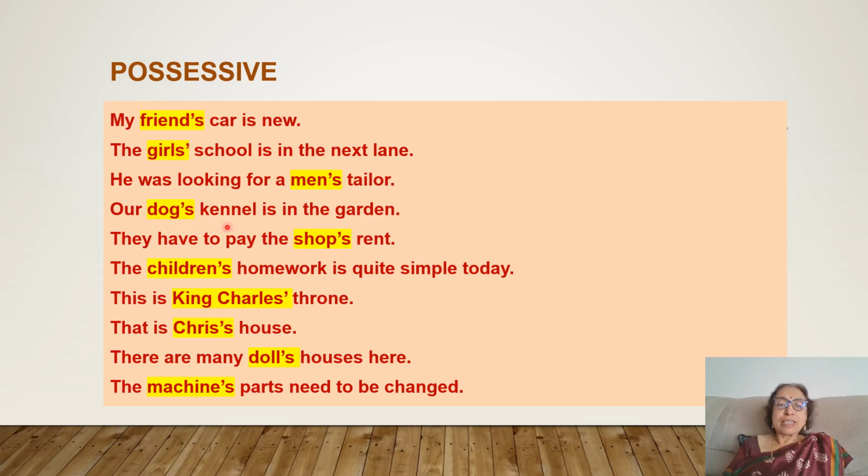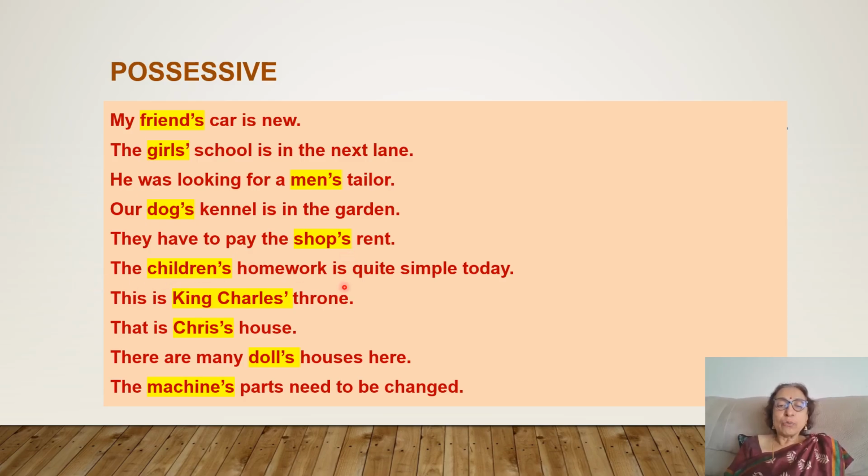Our dog's kennel is in the garden. Kennel is the main noun. Garden is another noun. We are not worried about that. Kennel belonging to whom? The dog. So dog's kennel. Possessive, dog's. They have to pay the shop's rent. Rent is one noun. They, of course, must be the tenants and so on. The possessive noun here is shop's. It is a single shop, apostrophe, and then S is added.